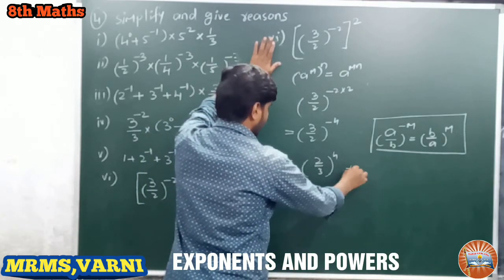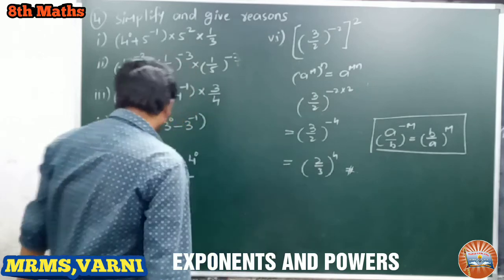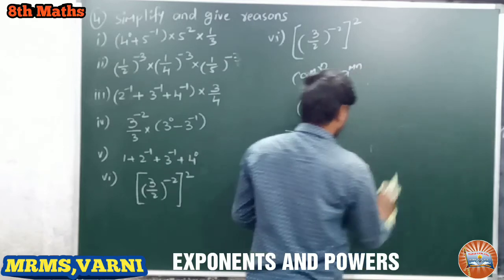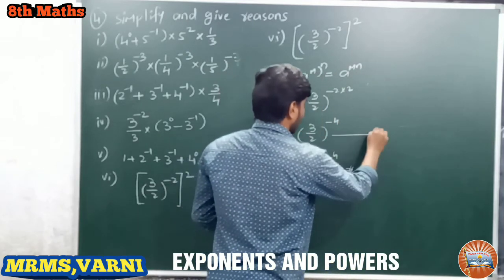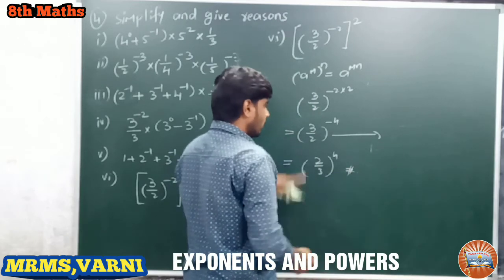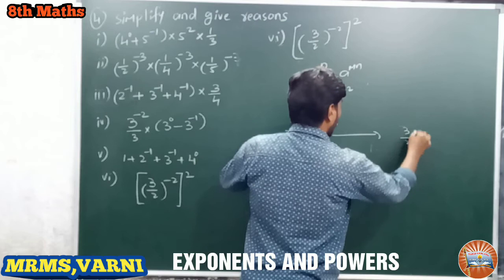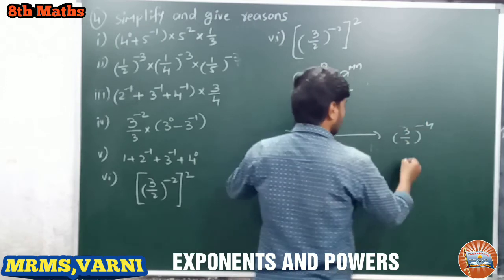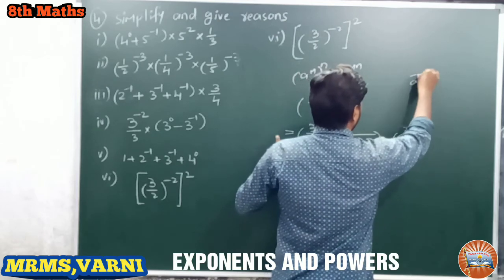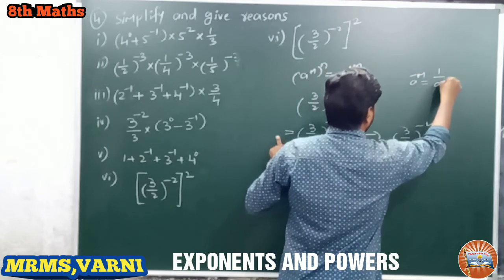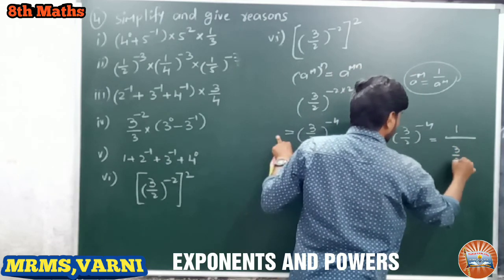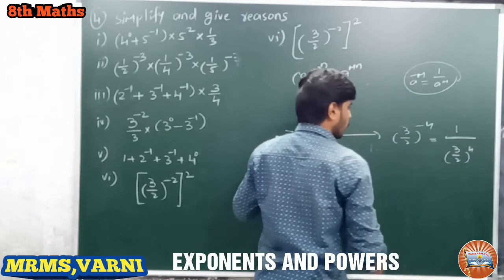This is the simplification. We can end here, or we can write this. So no need to use this formula. The answer ends here, but I am giving one more method here. This 3 by 2 power minus 4, nothing but we shall use here a power minus m is equal to 1 by a power m. With this formula, we can write 1 by 3 by 2 whole power 4.